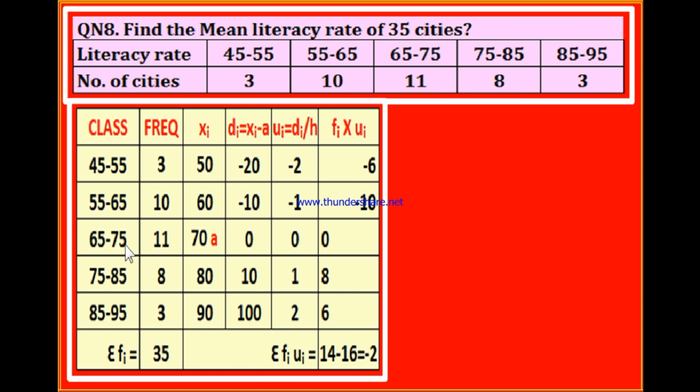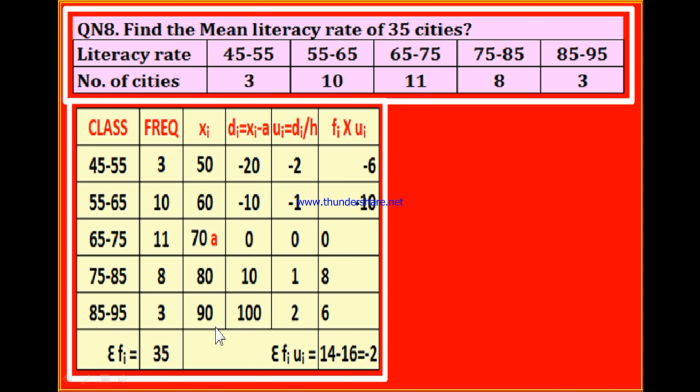65 plus 75 is 140, divided by 2 is 70. 75 plus 85 is 160, divided by 2 is 80. 85 plus 95 is 180, 180 divided by 2 is 90. These are the mid values.